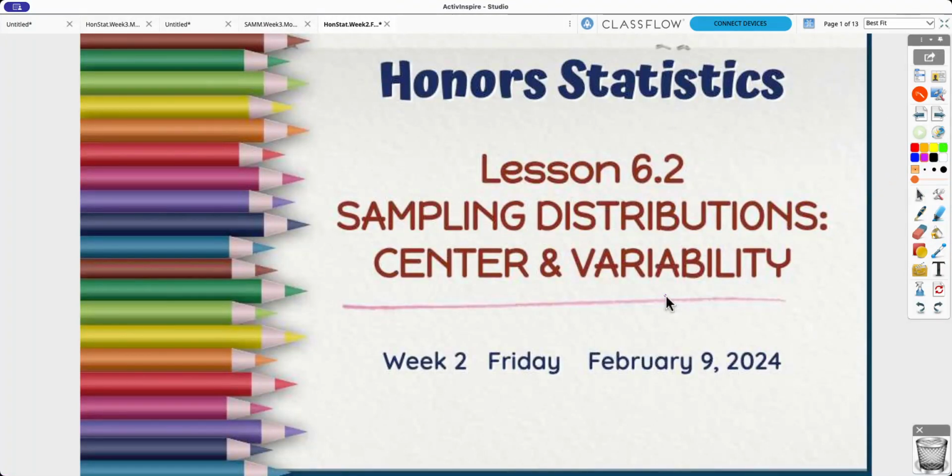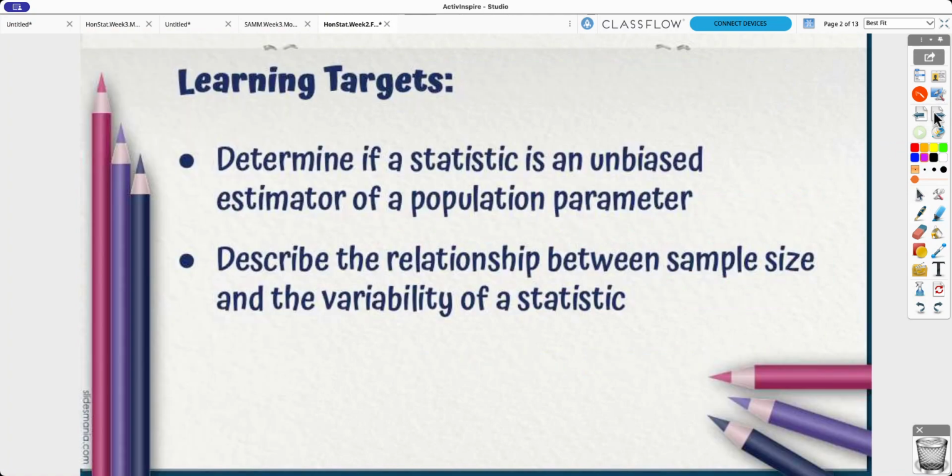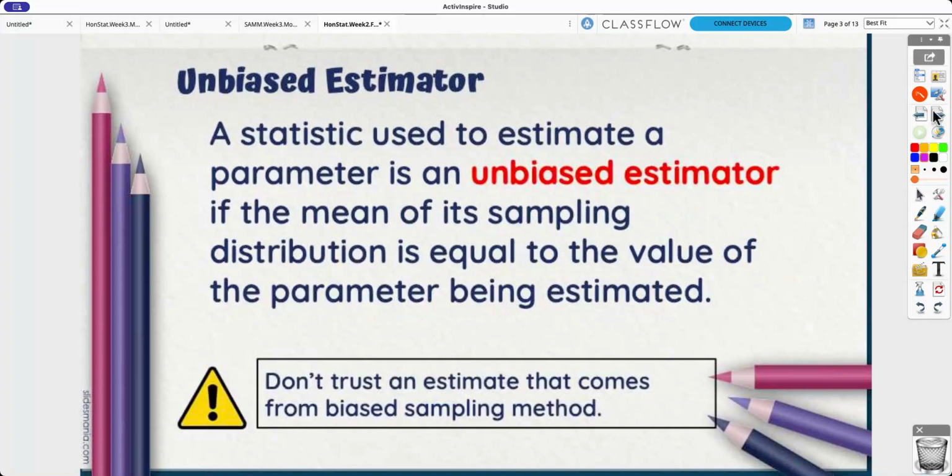For lesson 6.2, we will take a look at the sampling distribution, center, and variability. There are two learning targets here. First, determine if a statistic is an unbiased estimator of a population parameter. So in other words, is the sample mean an unbiased estimator of the population mean? Is the sample proportion an unbiased estimator of the population proportion, and so on? And then we'll also describe the relationship between sample size and the variability of a given statistic. So let's take a look at objective number one.